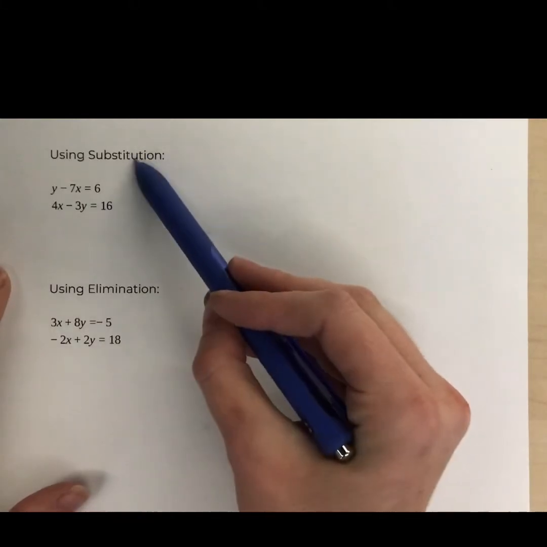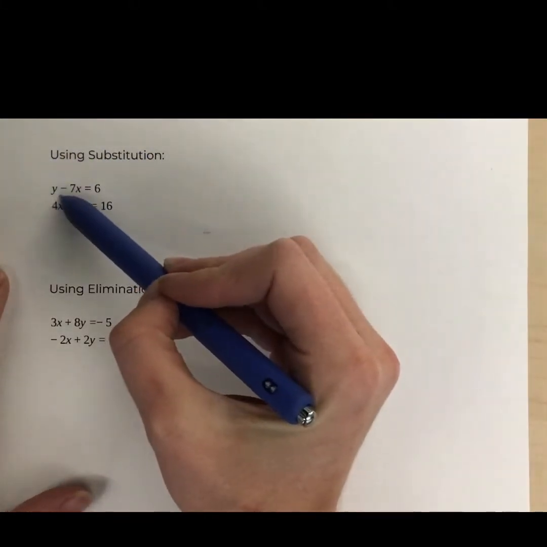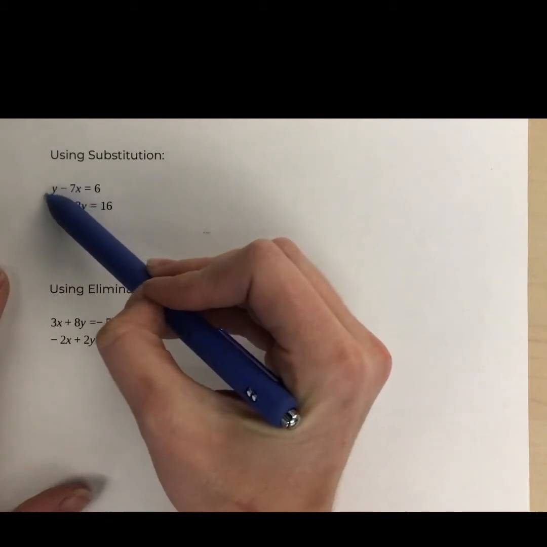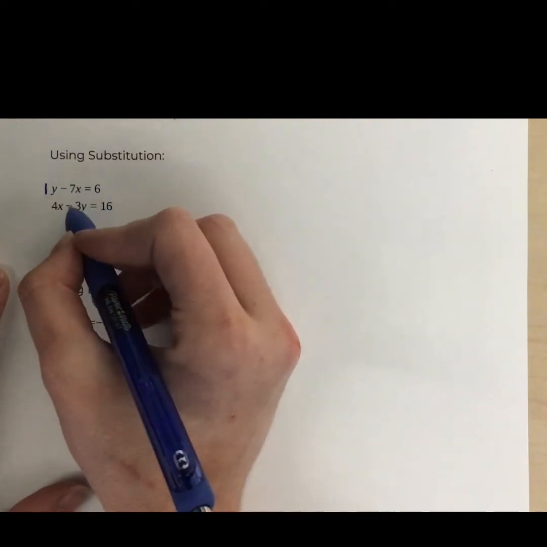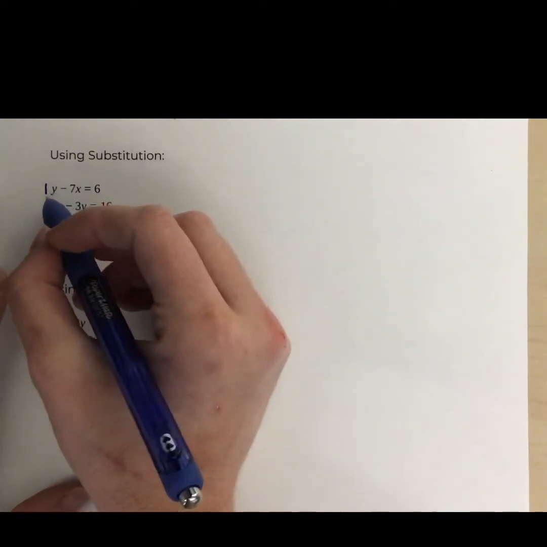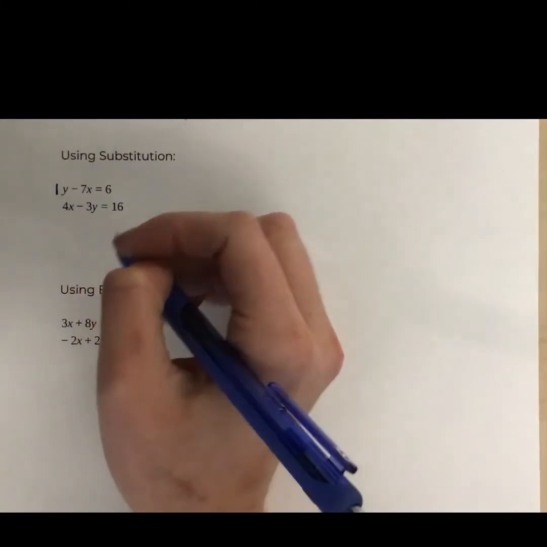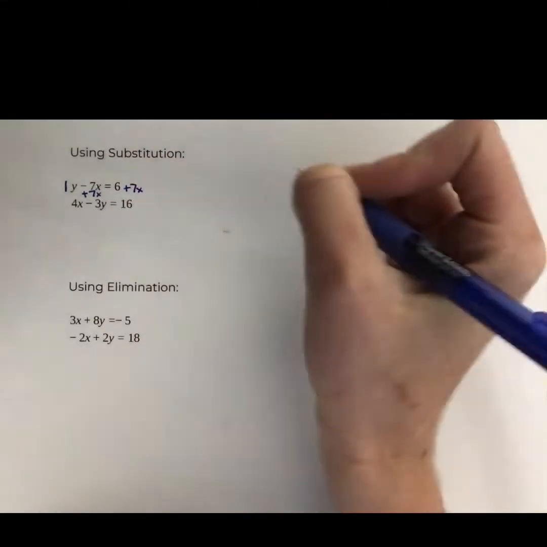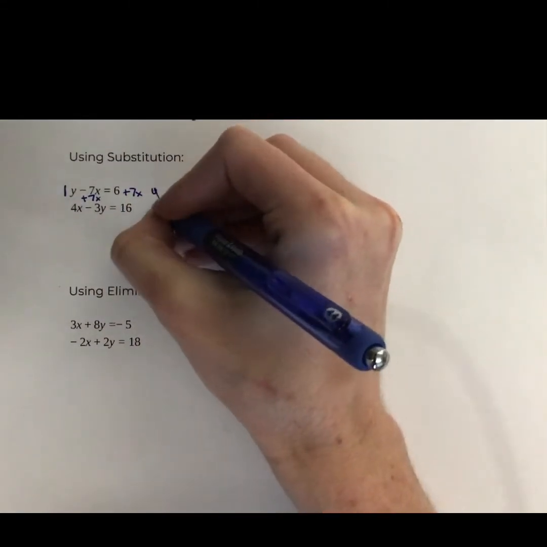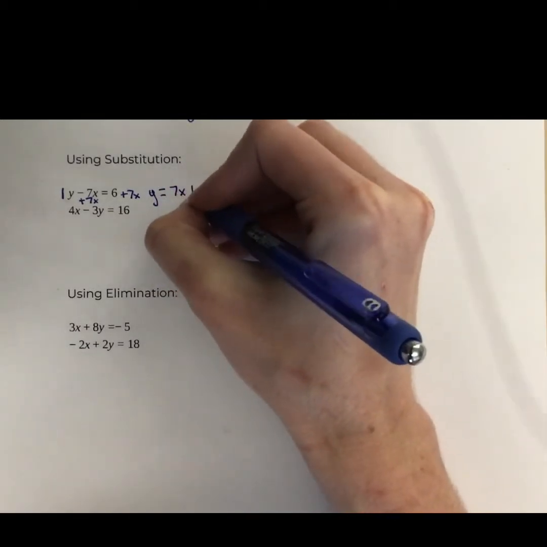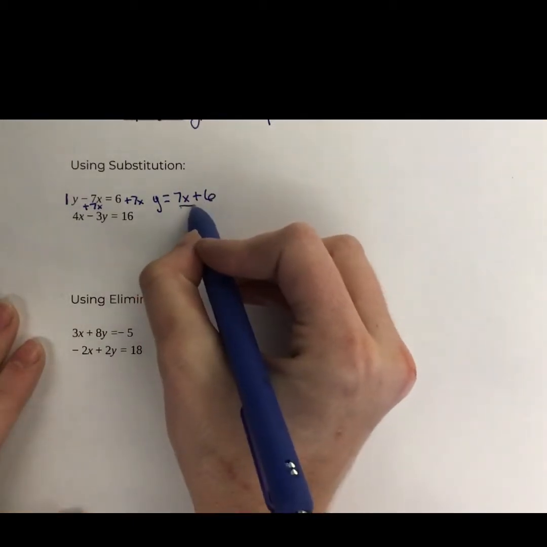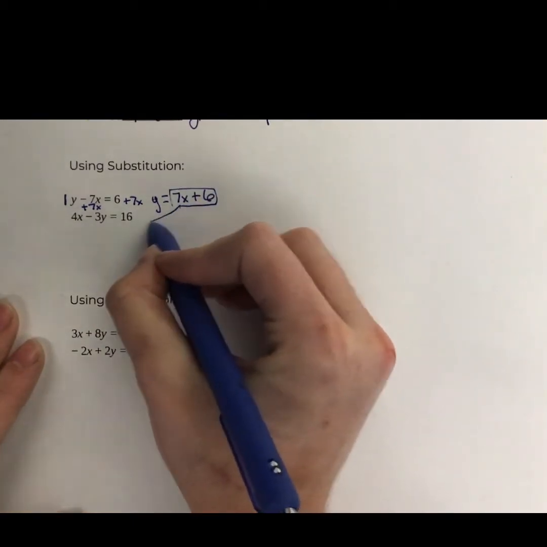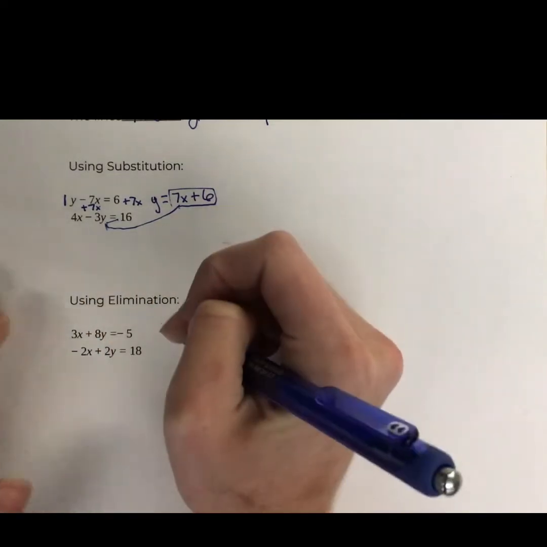I know I'm going to use substitution for an example that only has one variable with just a coefficient of 1. So I have one y in this first equation, and that means that I can easily solve for y, get y all by itself. And to do that, I can add 7x to both sides. So this top equation would really say y equals 7x plus 6. Now what I'm going to do is take this 7x plus 6 and plug it in for y in the second equation.